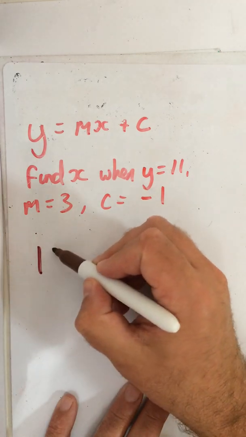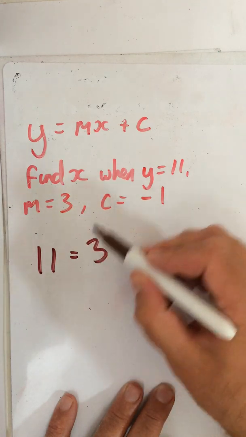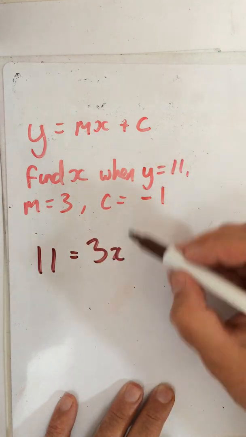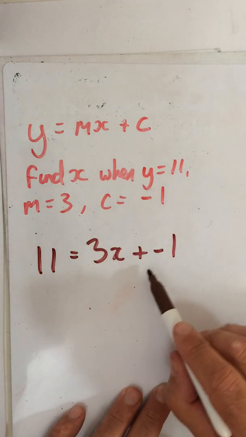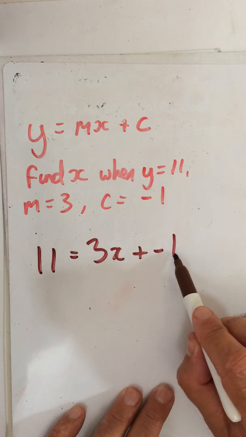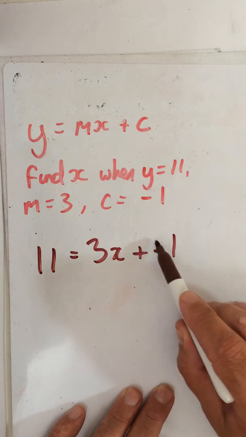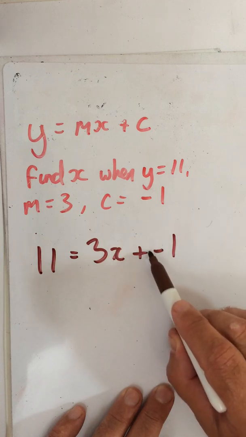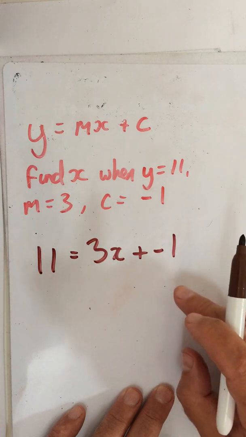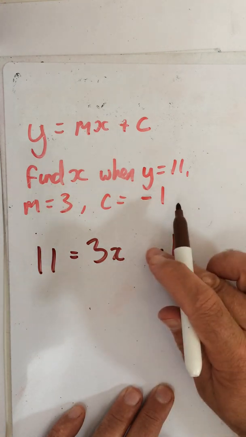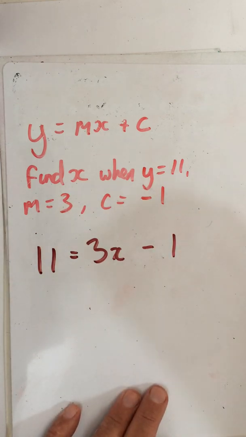So I know 11 is equal to m, which is 3, times x, plus minus 1. Now when we get to this stage, plus minus 1, when we have these two signs right next to each other, with no numbers in between, a plus and a minus will make a minus. So actually this then becomes minus 1, and from there we would just do the equation as normal.